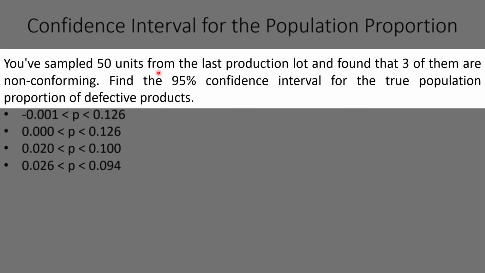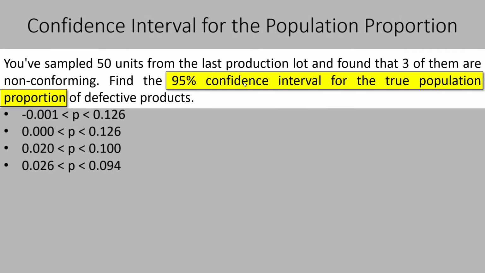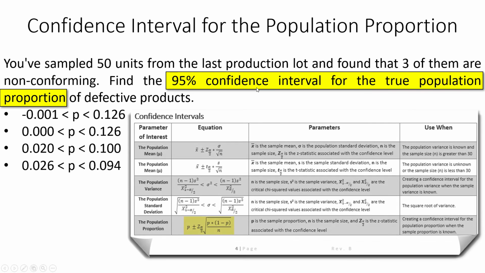You have sampled 50 units from the latest production lot and found that 3 of those 50 items are non-conforming. Find or create the 95% confidence interval for the true population proportion of defective products, okay? So again, I've highlighted the statement here that you should really clue in on, and it's 95% confidence interval for the true population proportion.